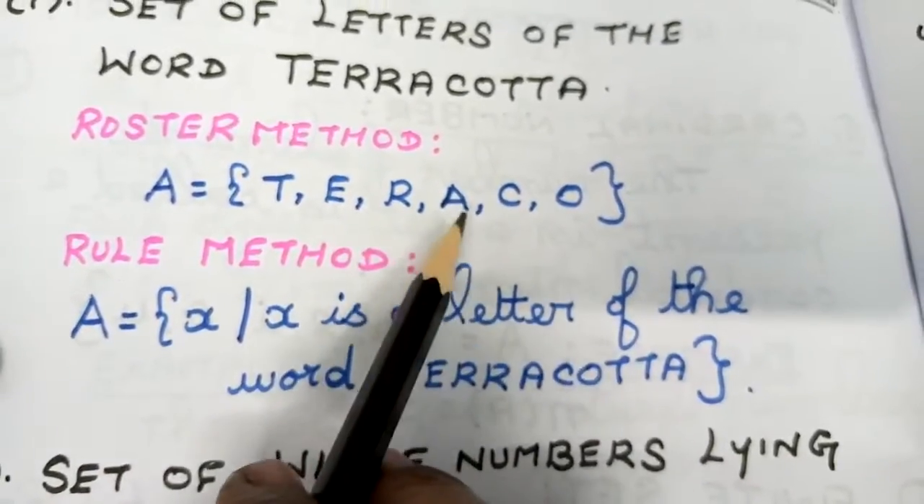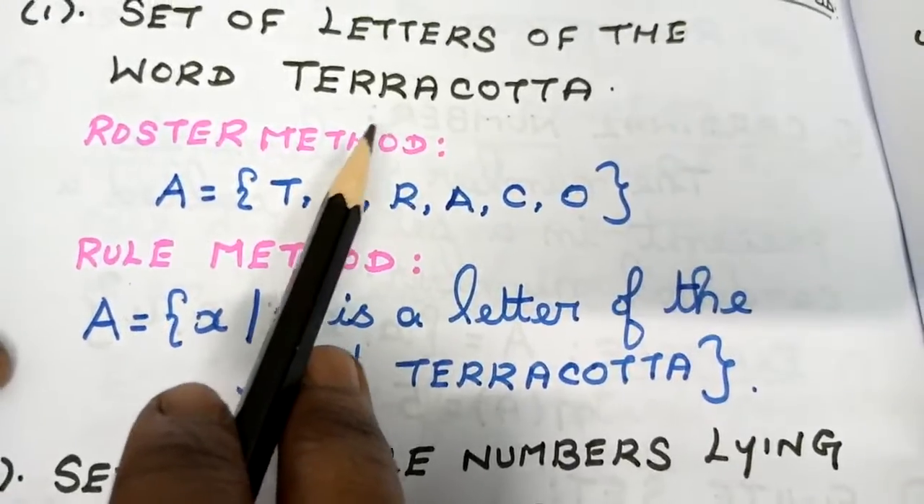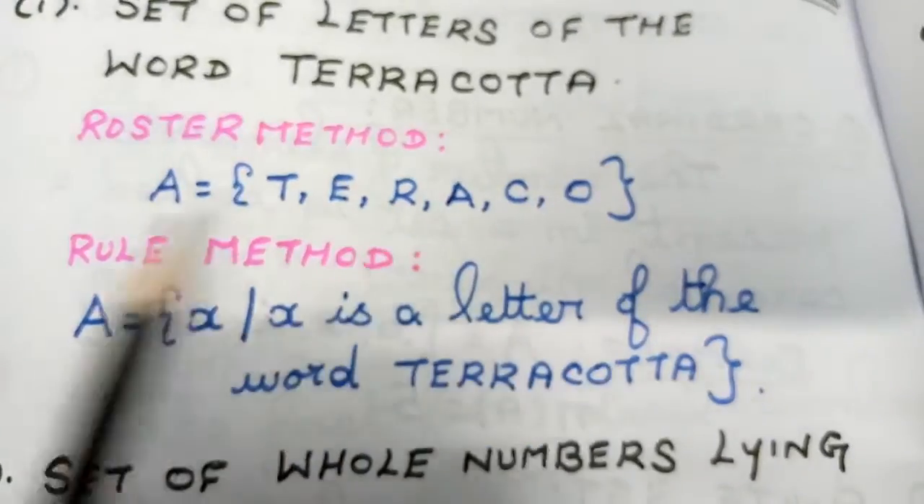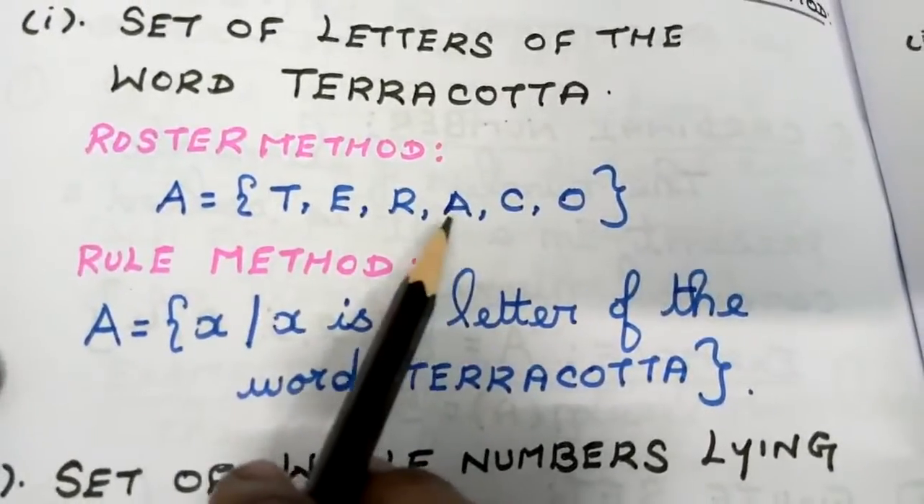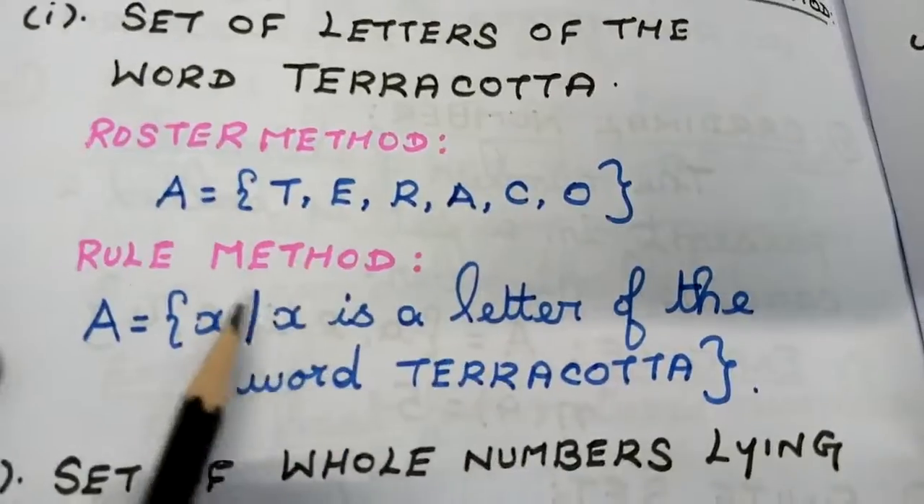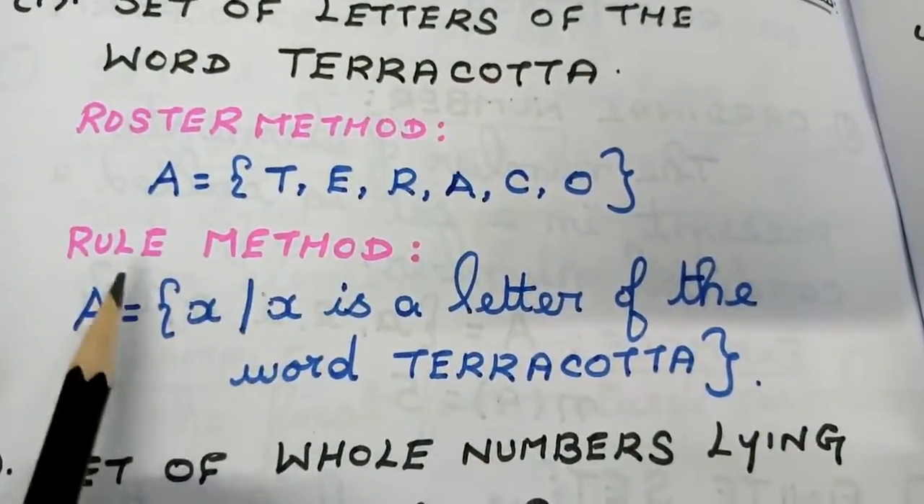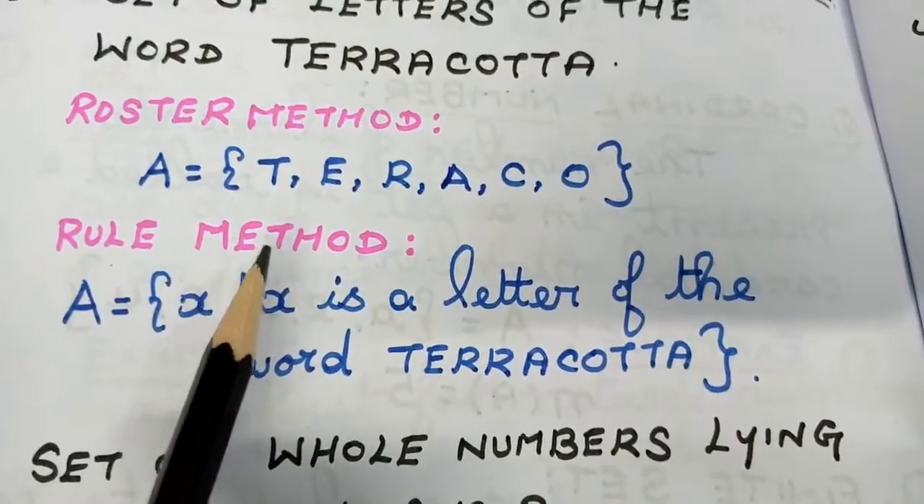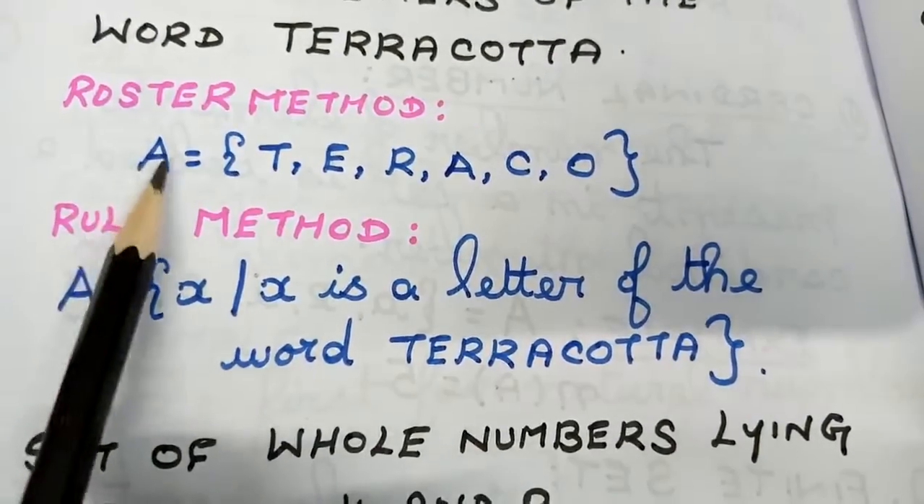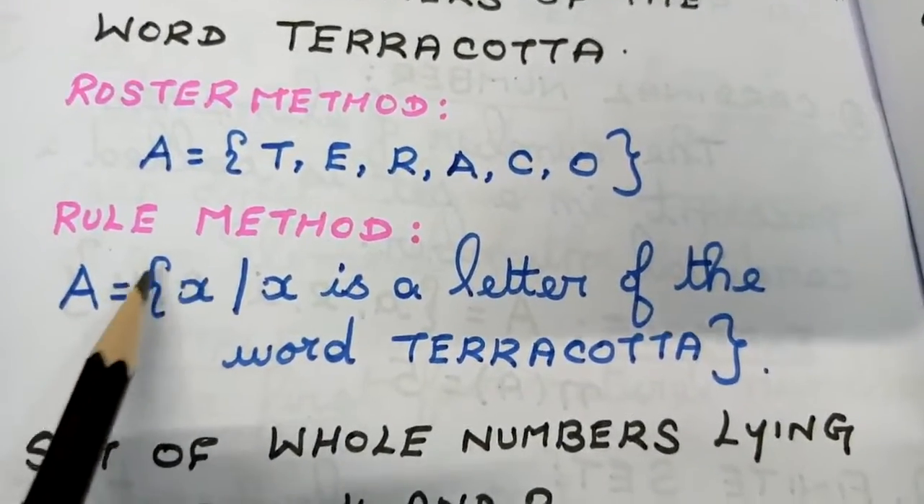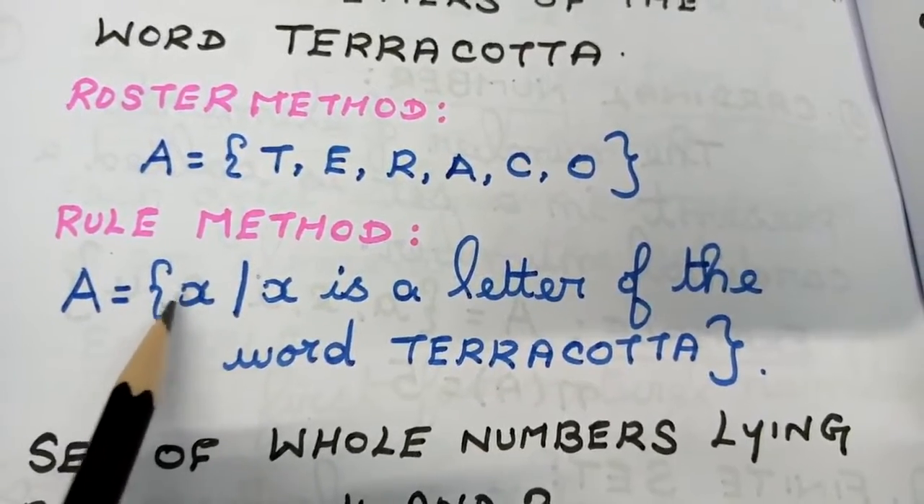This is the meaning of roster method. Converting the statement into mathematical form is known as roster method. And rule method is nothing but, whenever they ask you for rule method or set builder form, the same set A equal to, I am going to open the flower bracket, I will be putting x.